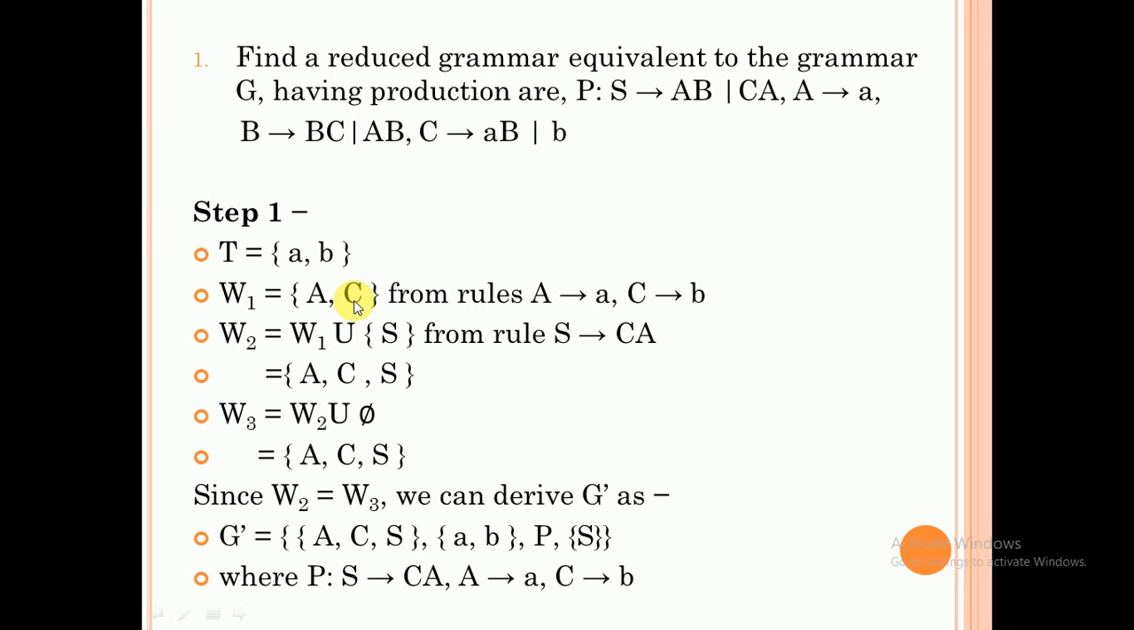Then you need to construct W2. W2 is equal to W1 union, where you need to check where single A, single C or both AC occurs. We have only one production, that is S goes to CA, in which CA occurs. That is the reason I have written S over there. So when you club W1 with S, you will get A, C, S.